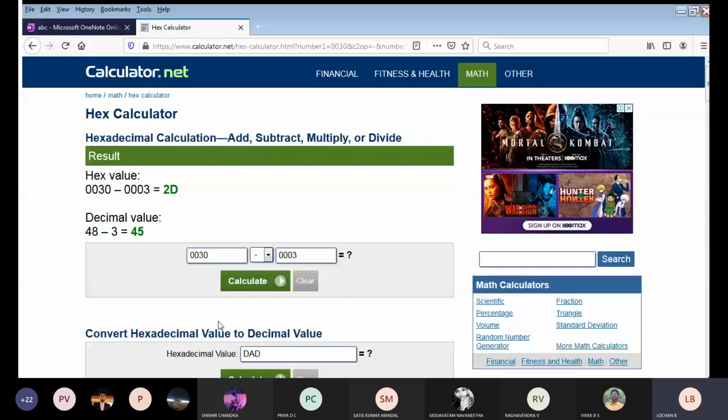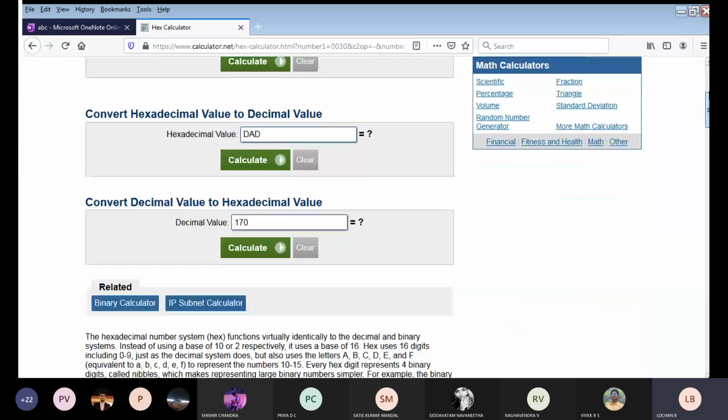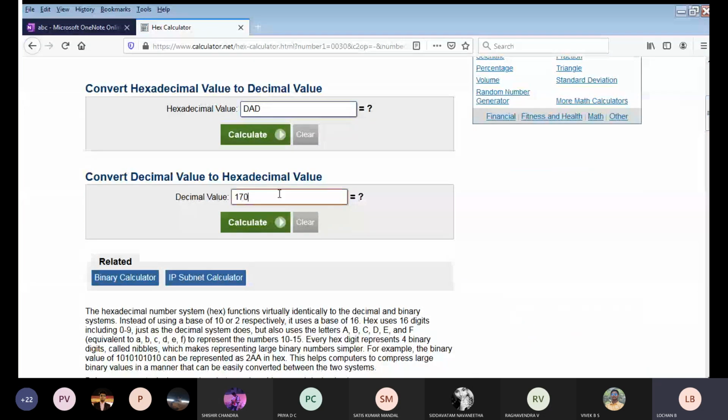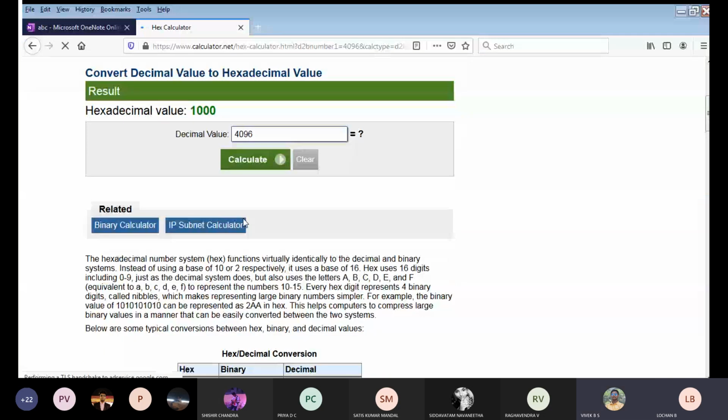So what is your decimal value there? The decimal value is 4096. That 4096 I need to convert to hexadecimal. Everyone observe here. What is the decimal value we have taken there? 4096. That 4096 we have to convert to hexadecimal. If I convert to hexadecimal, what is the value you got? What is the value you got, in terms of hexadecimal? 1000, sir. 1000? Any doubts here?